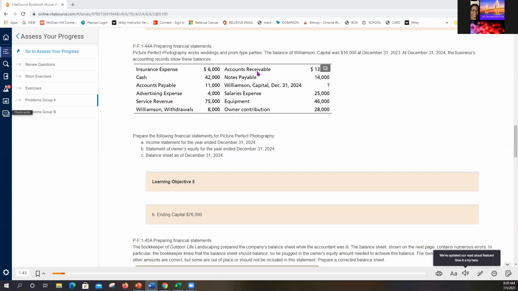You have accounts receivable at 13,000, notes payable 14,000. The capital at the end on December 31st, 2024 is one that we're going to figure out together. Salaries expense 25,000, equipment 46,000, owner contribution 28,000.